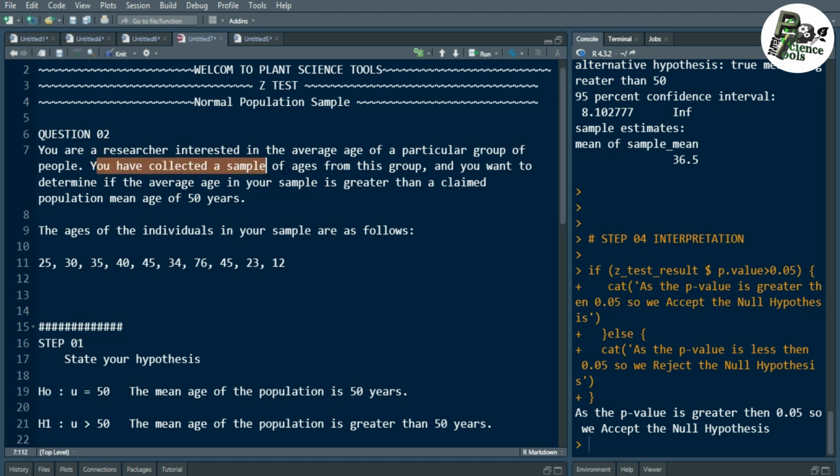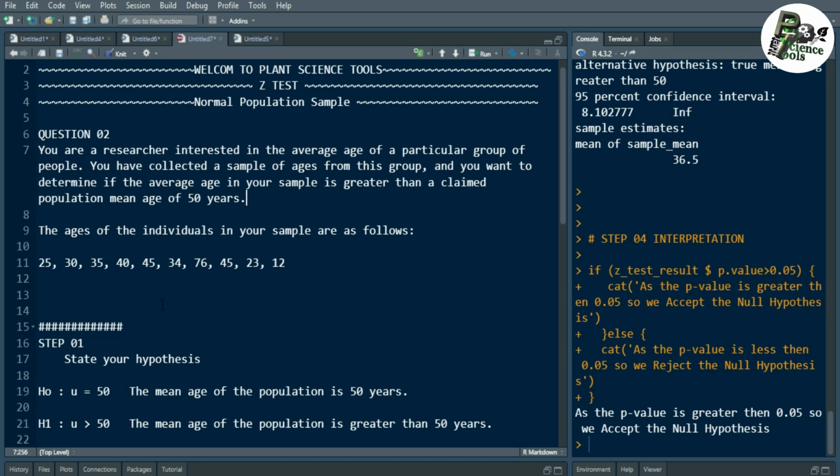We have selected a sample of ages from this group and you want to determine if the average age in your sample is greater than a claimed population mean age of 50 years. We need to focus on this line: is greater than a claimed population mean age of 50 years. This line describes that our alternate hypothesis should be greater than; in the alternate hypothesis the population mean should be greater than 50.